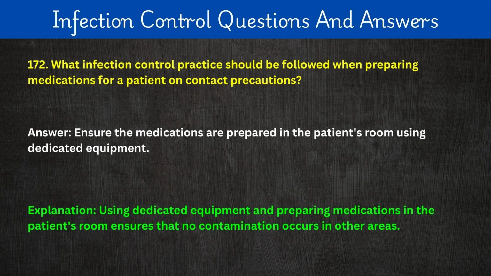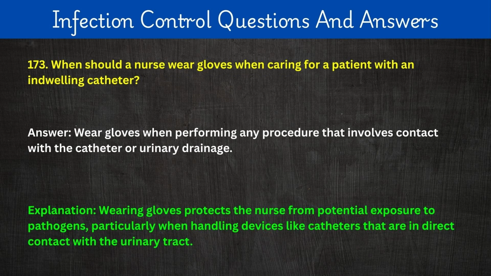172. What infection control practice should be followed when preparing medications for a patient on contact precautions? Answer. Ensure the medications are prepared in the patient's room using dedicated equipment. Explanation. Using dedicated equipment and preparing medications in the patient's room ensures that no contamination occurs in other areas.